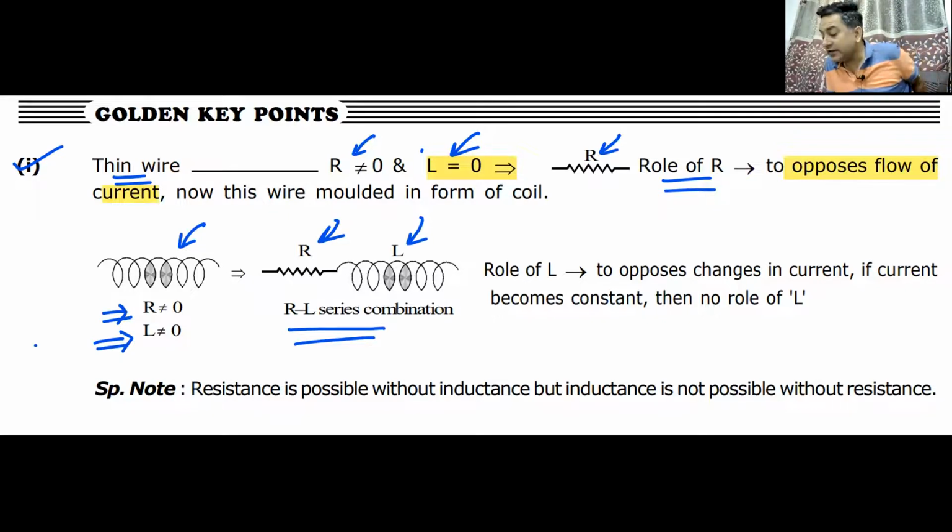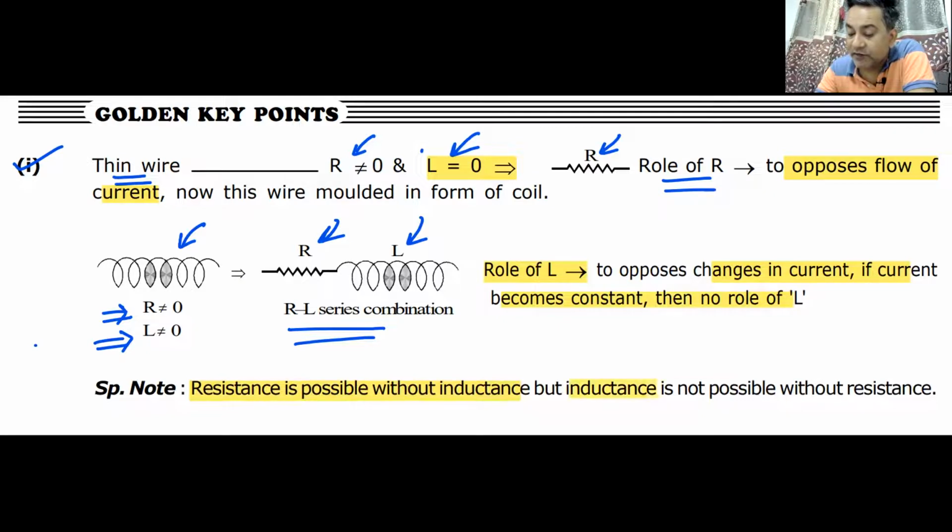L standing for inductance and R standing for resistance. Remember, the role of L is to oppose the change in the current. If the current becomes constant, L will not do anything, but resistance will always be there. Resistance is possible without inductance. So you can have a wire which has zero inductance, but it will have resistance.